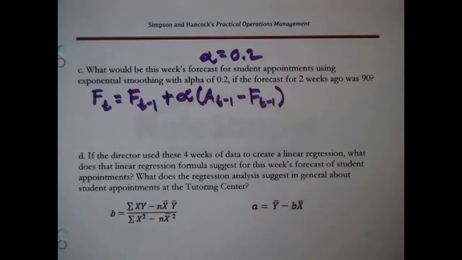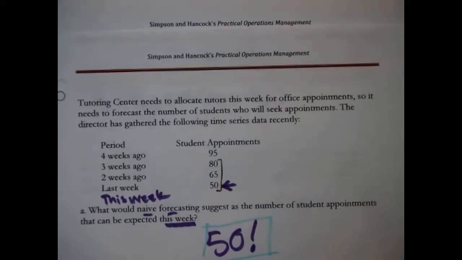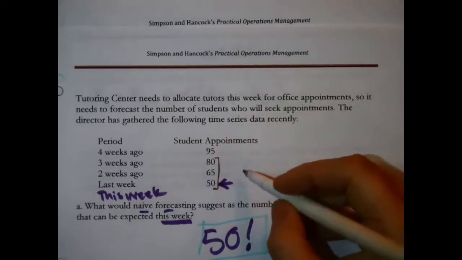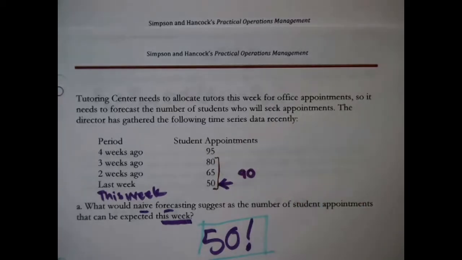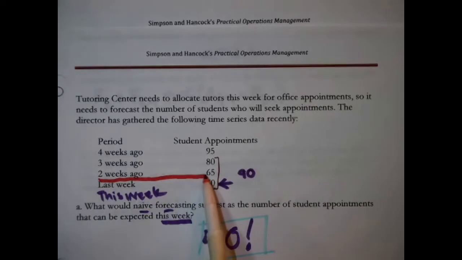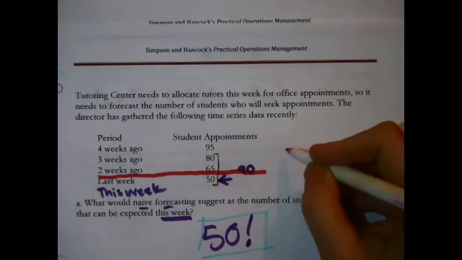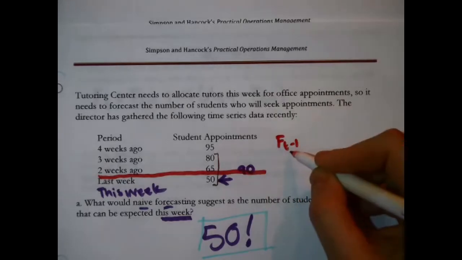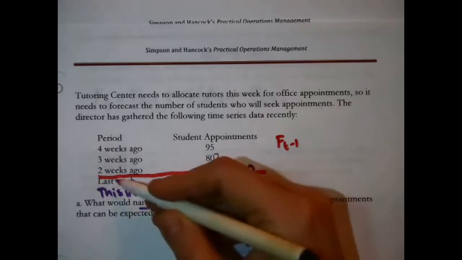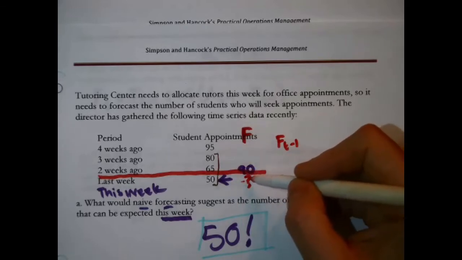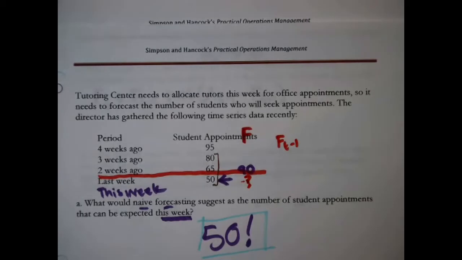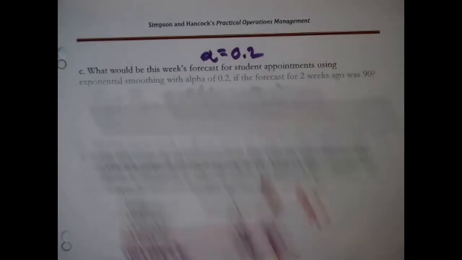Now, let us look. What we're saying is our forecast for 2 weeks ago was 90. That's what the problem told us. We need to be careful to keep these straight. Now, ft minus 1 refers to last week. What I really wish was I knew what was here for last week, like if this was a column for forecast. I know the forecast for 2 weeks ago was 90, but I want the forecast for last week to officially fill in that formula right there.